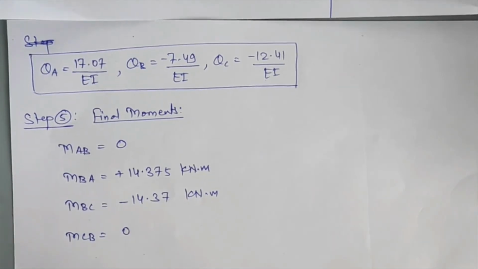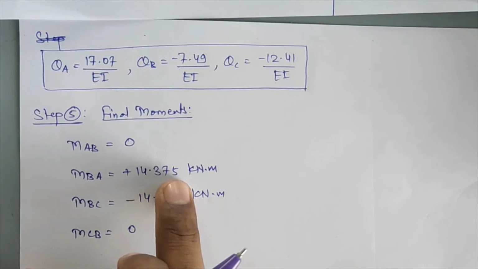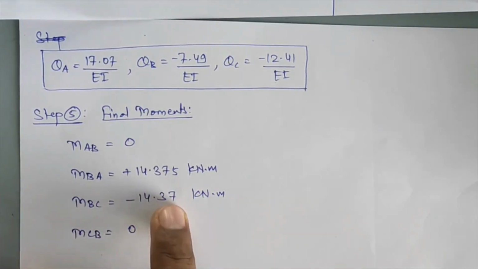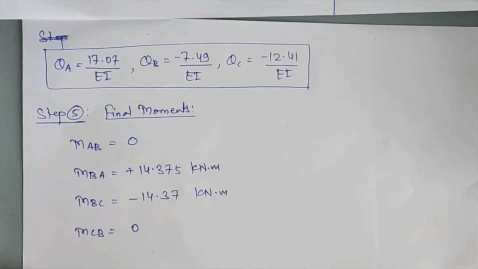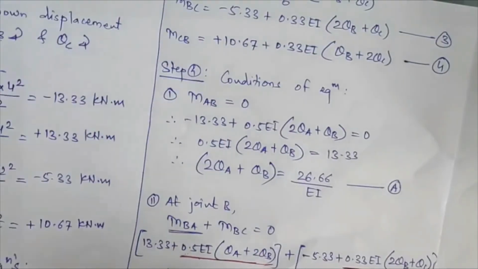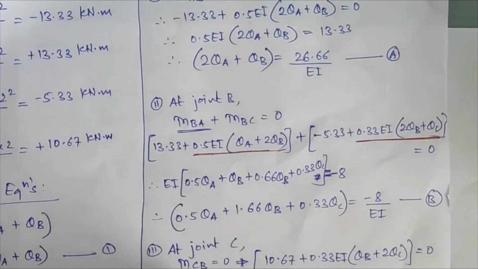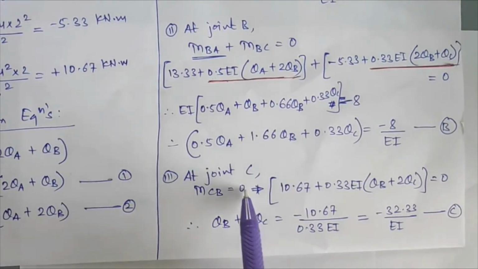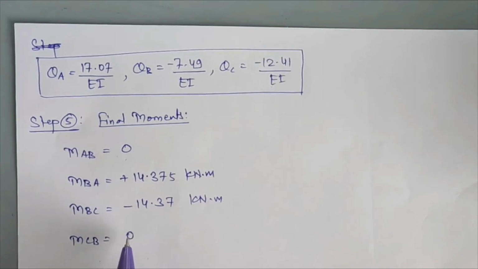So substituting the values of unknown displacements, you get these four final moments: MAB is 0, MBA is 14.375, MBC is minus 14.37 and MCB is equal to 0. What you have to check is whether the conditions of equilibrium are getting satisfied from these moment values or not. The first condition that I have taken, MAB equal to 0, and the third condition, MCB equal to 0. These two conditions are getting satisfied, as I am getting both values as 0.